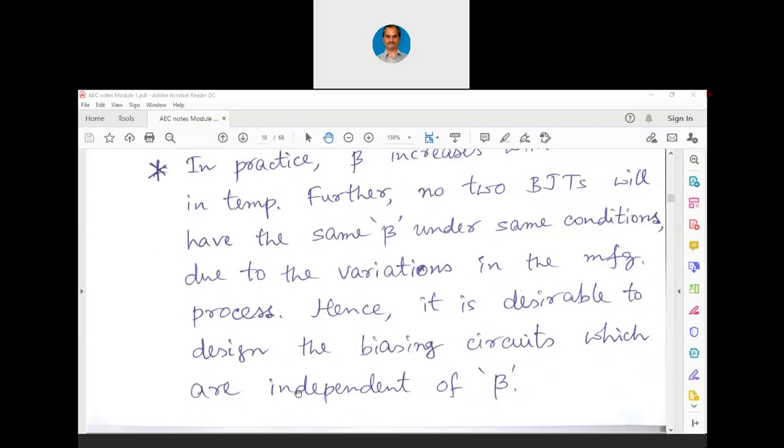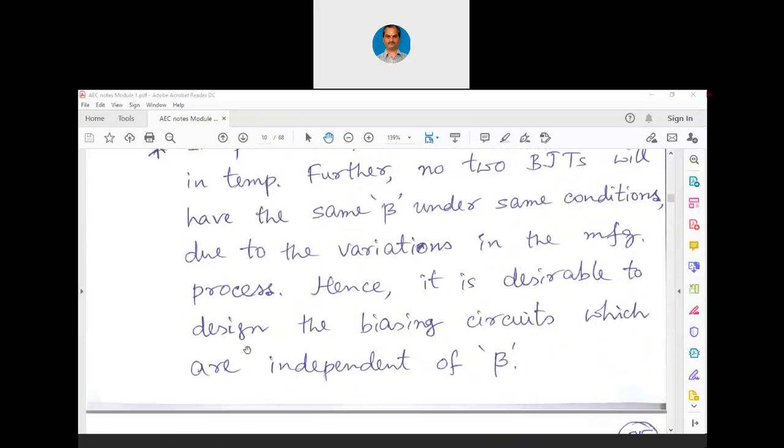Hence, it is desirable to design biasing circuits which are independent of beta. This is an important point. Yesterday, we worked out some exercises where beta is utilized for the calculations. But the calculations which we did in those exercises will change if at all we change a transistor, as even the same type number transistor will not have the same beta.